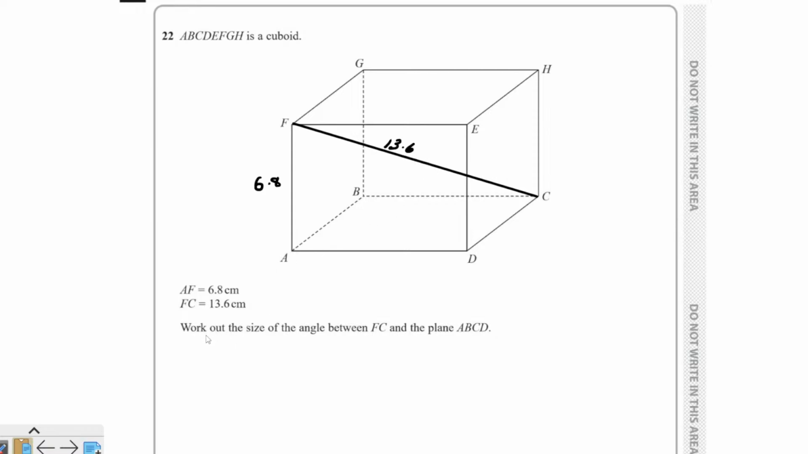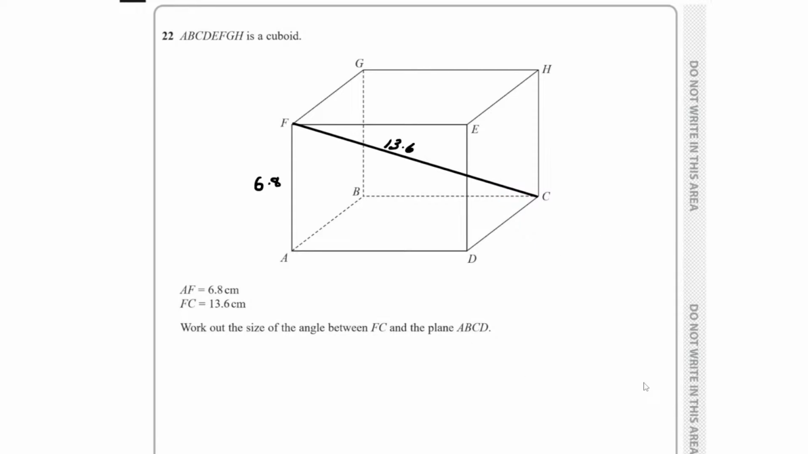And then they've said work out the size of the angle between FC and the plane ABCD. Now I feel like this is quite a common question, especially for Edexcel. It's quite common to ask for an angle between a line and a plane, because I think you don't always know what they mean by that. Obviously the line is fine, but are they talking about this angle? Are they talking about the angle to AD? What do they mean by the plane?